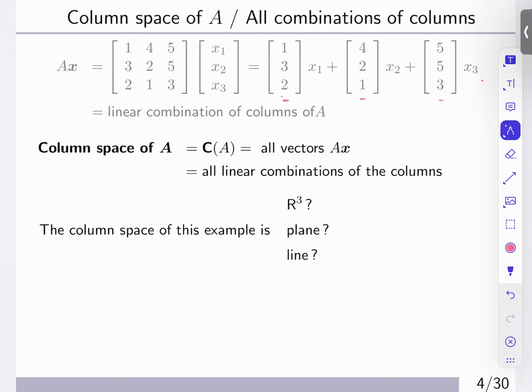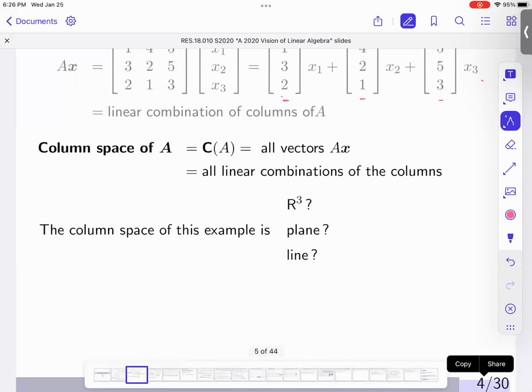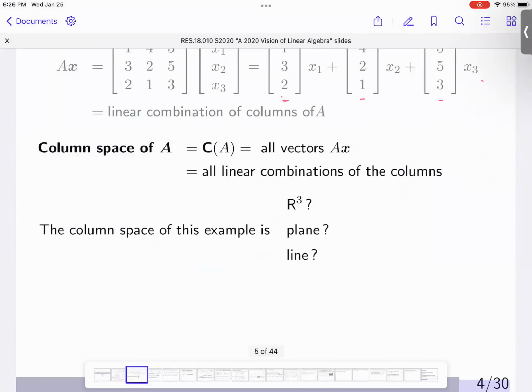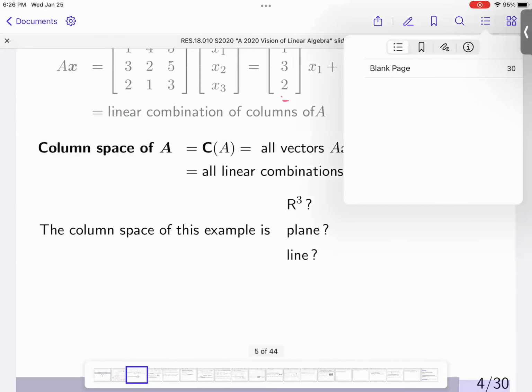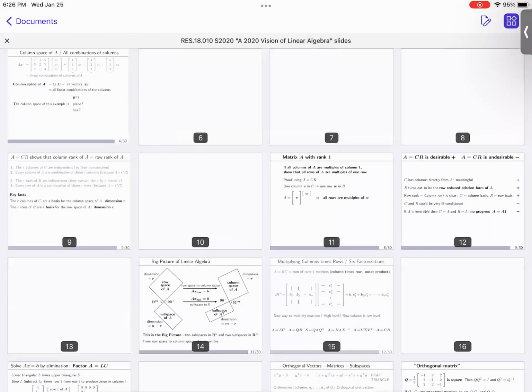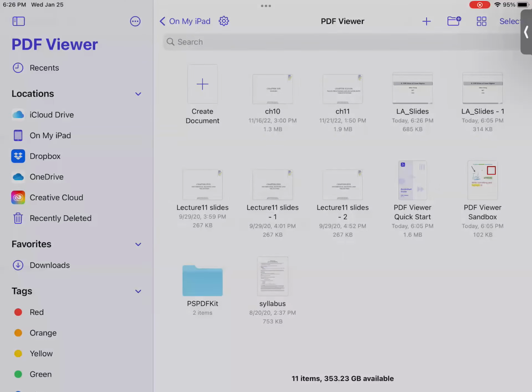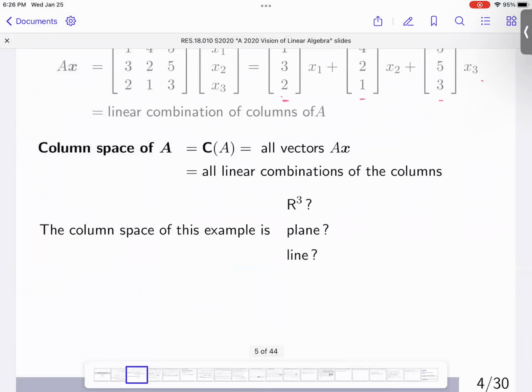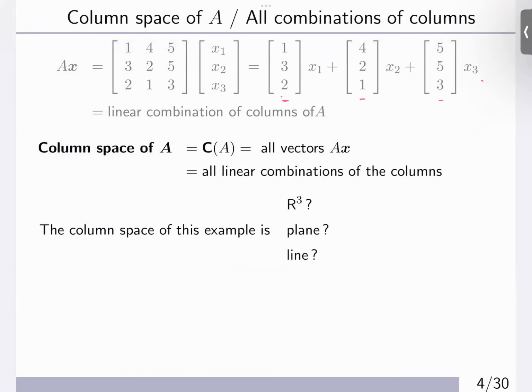Now if you look at this particular problem, I want you to understand, can someone tell me what is the column space of this matrix? So what is the column space of this matrix? My question to you all is, what is the column space of this matrix?